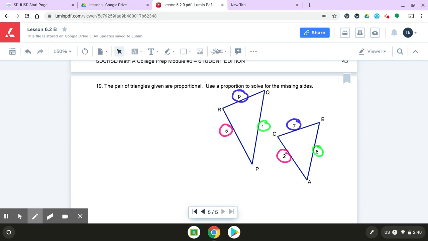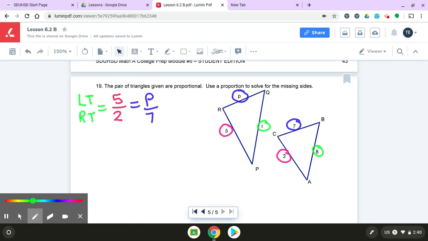Now, it doesn't matter if you put the left triangle on the top or the right triangle on the top, but whatever you pick, you have to do it the same every time. So I'm going to go ahead and put the left triangle on top and my right triangle on the bottom. And I'm going to set up my ratios. Okay, so here I had my 5/2. And then I had my P/7. And then I had my R/8.